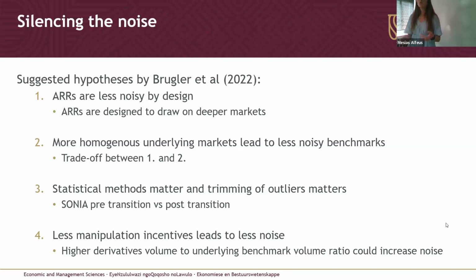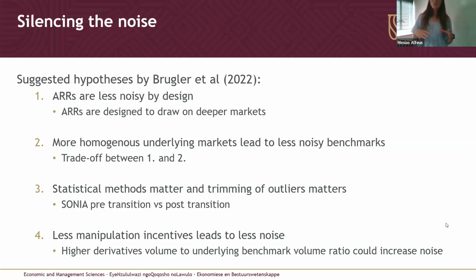A more homogeneous underlying market would lead to a less noisy benchmark, so trades of similar kinds that have similar effects should also lead to less noisy benchmarks. However, we see there's a trade-off between how deep your market is and how homogeneous your market is. The larger you make your market, the deeper it becomes, the more different types of trades you include in your market, making it less homogeneous. So there is this trade-off. And as we saw with SONIA, the statistical methods and trimming of outliers do make a difference, as we saw pre-transition and post-transition. And a big player, less manipulative incentives lead to less noise. A big way to gauge this is the volume of our derivatives market relative to the volume of the underlying benchmark.